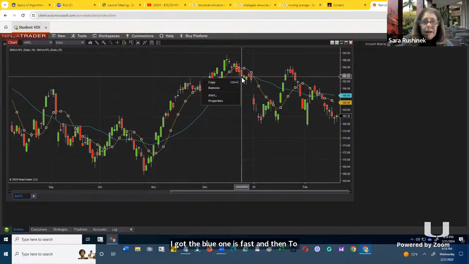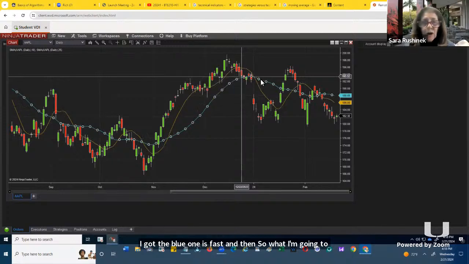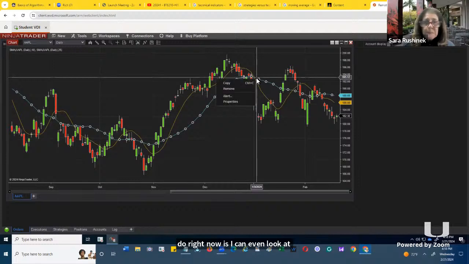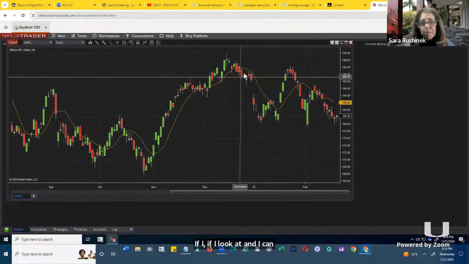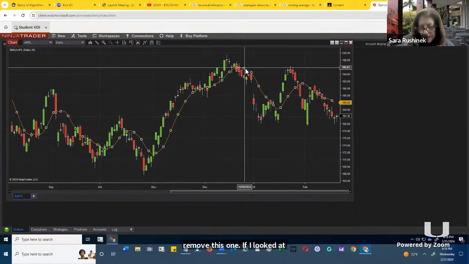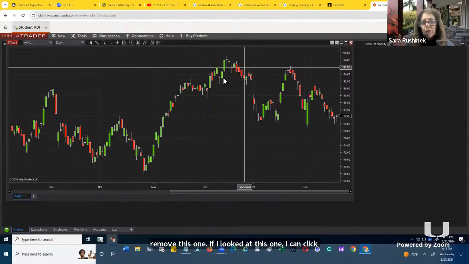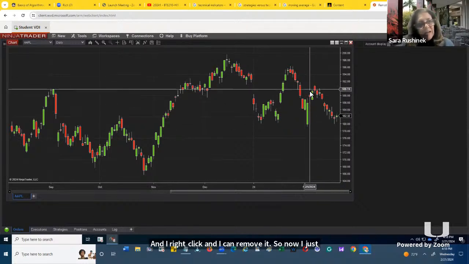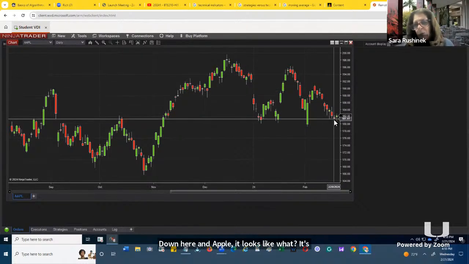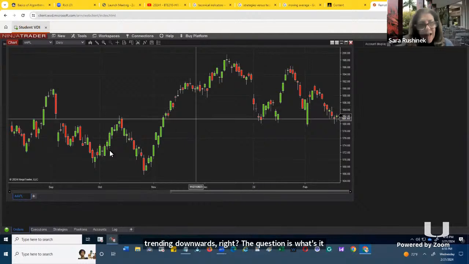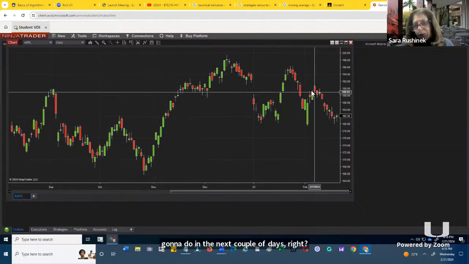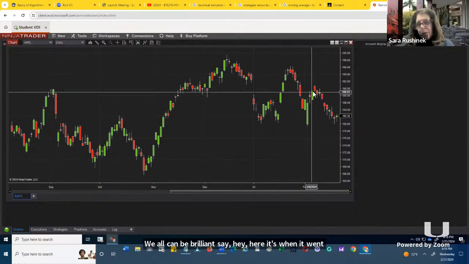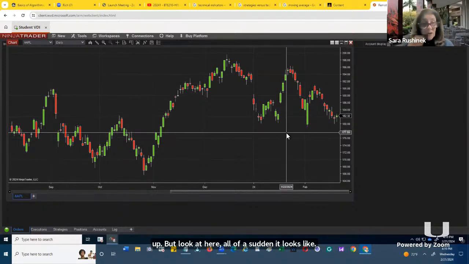So what I'm going to do right now is I can even look at any of these, right? If I look at this one, I can click on it, right click, and remove it. So now I just have the stocks here and it looks like down here in Apple, it's trending downwards, right? The question is, what's it going to do in the next couple of days? We all can be brilliant and say, hey, here it went up, but look here, all of a sudden it looks kind of choppy, went up a little bit and we'd say, oh yeah, we should have bought and so forth.